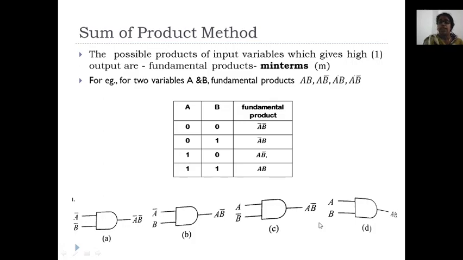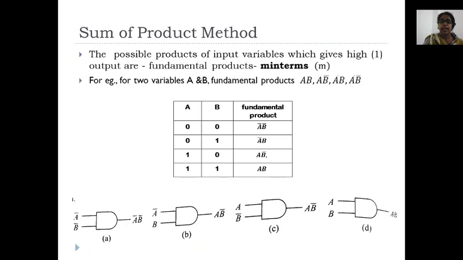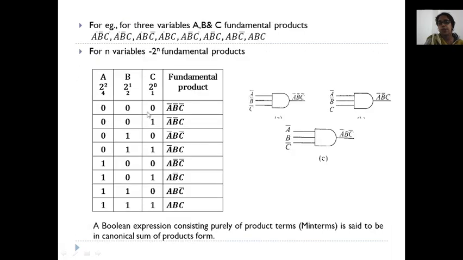Okay, then what will be the case of fundamental products for 3 variables? Imagine 3 variables A, B, C. How many fundamental products will be there? Before discussing that, I am explaining one basic thing. In the last slide I had shown you the possible combinations of A B, it will be very easy. Now we have to see possible combinations of A, B, C. How can you write this truth table?